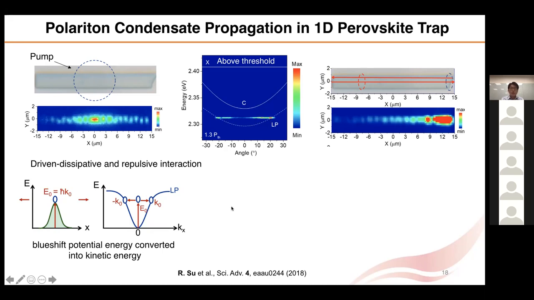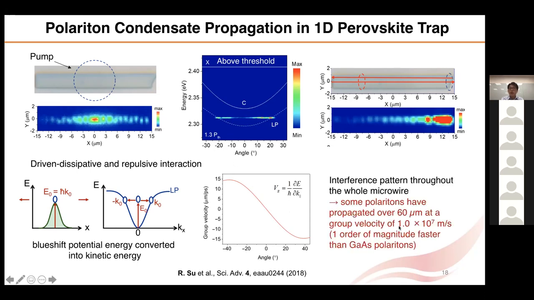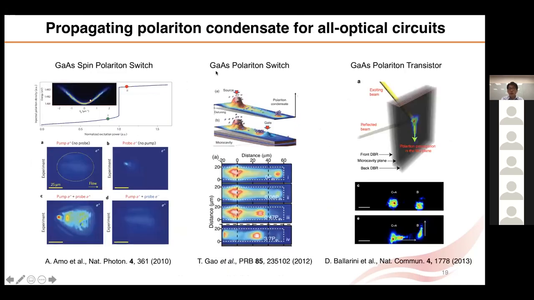Furthermore, by analyzing their dispersions, we can extract their group velocity with this equation as shown here. So we understand that for this particular state, the polariton condensate is propagating at a very high group velocity of 10^7 meters per second. And such long range propagation is very essential for realizing optical circuits with exciton polaritons.